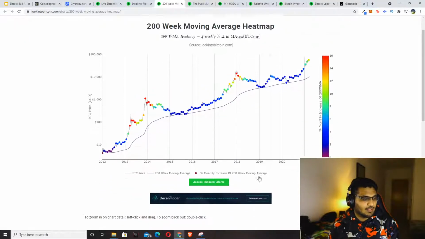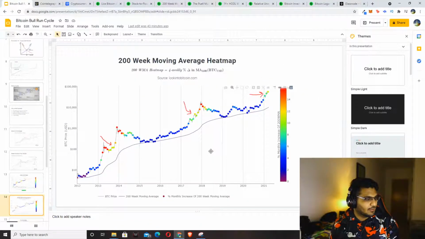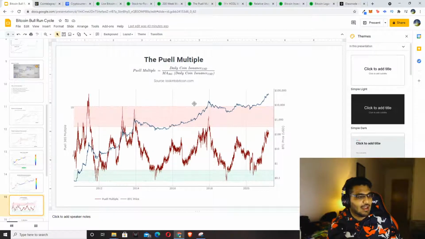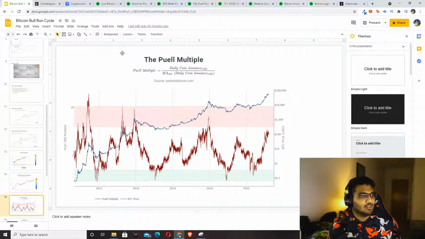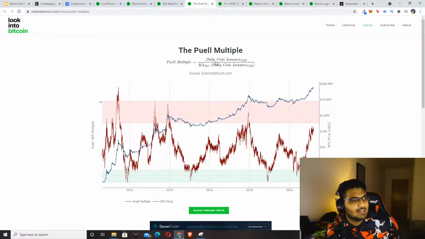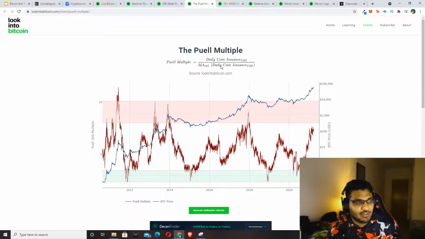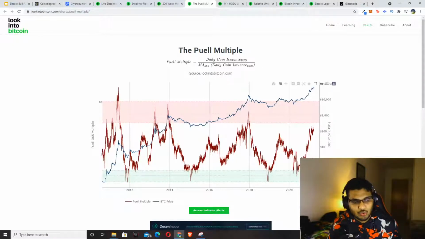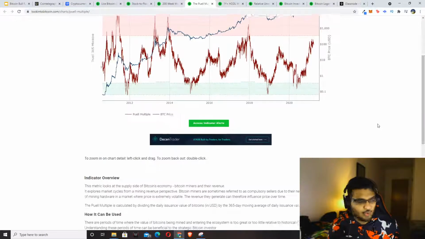So, let's look at another one. This is called the Puell Multiple. And this one is a nice one. So, let's go over to it, right? The Puell Multiple is the daily coin issuance in USD over the 365-day moving average of the daily coin issuance, right? And there's two regions. There's a green lower bound region and the red upper bound region, right?